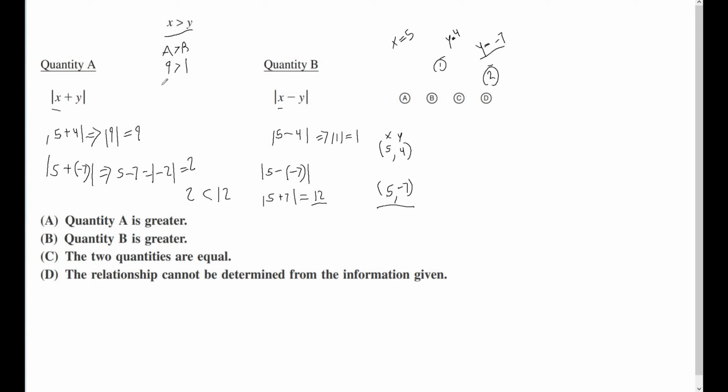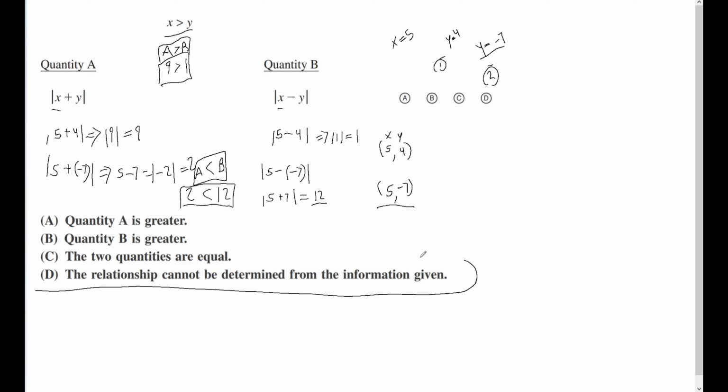But remember, in the previous one, we had 9 on the left side greater than 1 on the right side. So we found an example where B is actually greater than A, and we found an example where A is greater than B. Now that you're able to go both directions, you can conclude that the answer is D: the relationship cannot be determined from the information given.